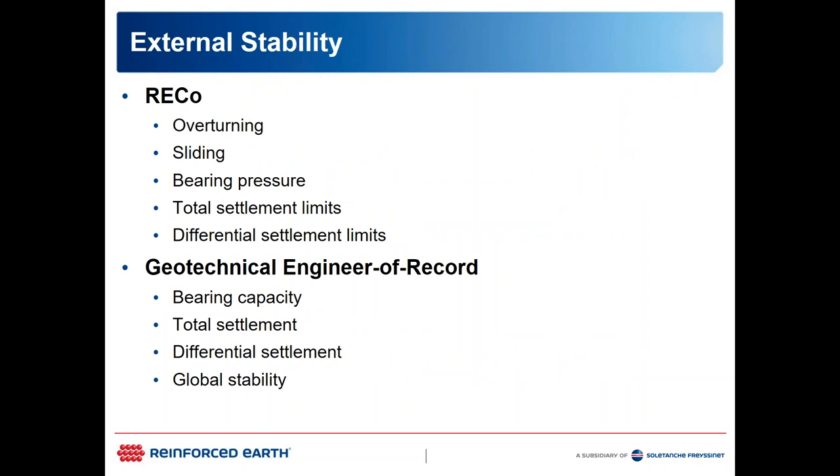Now, regarding the external stability of the MSE wall, the MSE supplier will do the overturning, sliding, and bearing pressure calculations, but the geotechnical engineer will do the bearing capacity, total settlement, global stability, and so on. So in the case of an Illinois DOT project, the DOT will be responsible for the global stability of the MSE structure, and the MSE supplier will be responsible for the internal stability. So a supplier will get involved only after DOT has confirmed that the structure is globally stable.